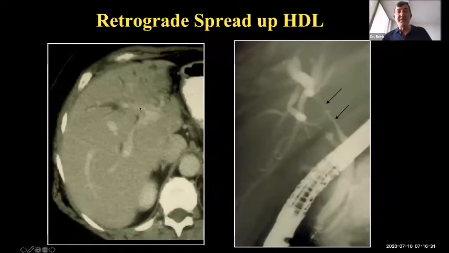the liver. When we first saw this case, we wondered, could it be a second tumor, a cholangiocarcinoma, in addition to the pancreatic tumor? But at surgery, this proved to be all metastatic pancreatic carcinoma spreading up the hepatoduodenal ligament and infiltrating the liver. So retrograde spread up the ligament from this pancreatic carcinoma.